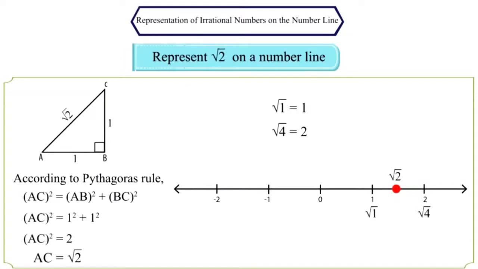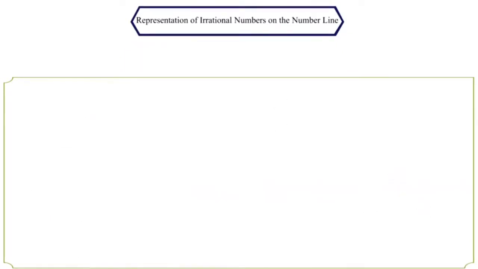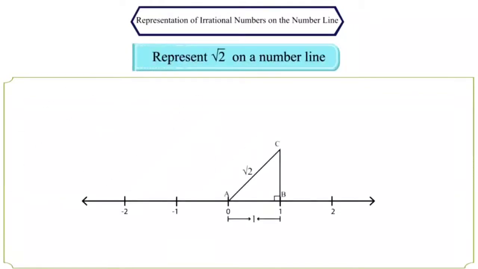Hence, if we have to represent root 2 on the number line, then we will have to construct triangle ABC in such a manner that point A will lie on 0 and point B will lie on number 1 on the number line. We will draw a perpendicular from point B of 1 unit length. So we get the length of AC as root 2. Measure the length of AC using a compass and draw an arc on the number line which cuts the number line at point E. Point E in the number line will represent the number root 2.